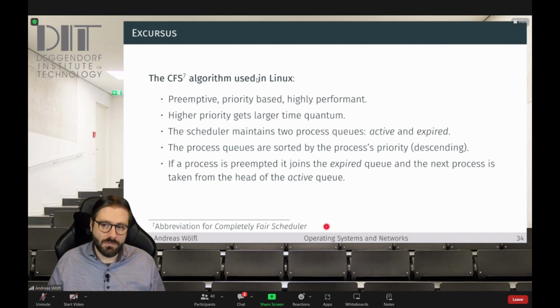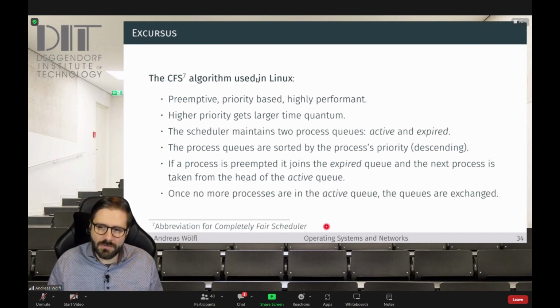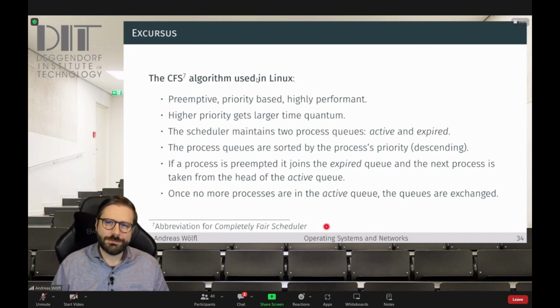And you might think, well, if we take processes out of the active queue, and when they finish running they join the expired queue, then at some point the active queue is empty, right? Yes. If the active queue is empty, the expired queue is full, and then we just flip it. So the expired queue becomes the active queue, and the active queue becomes the expired queue. So they alternate. And this is how the scheduling works.